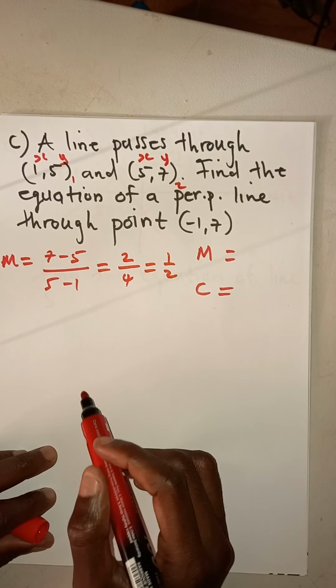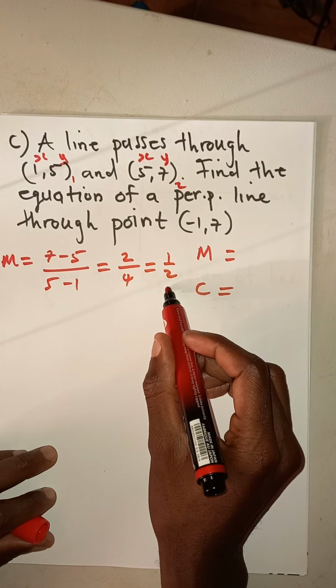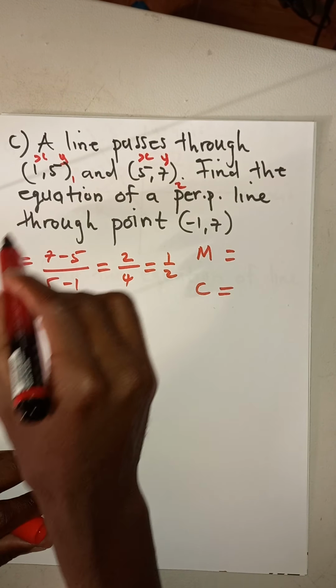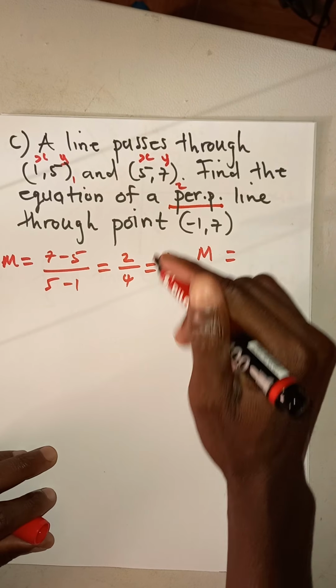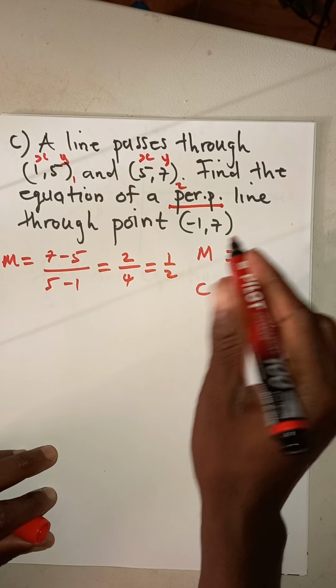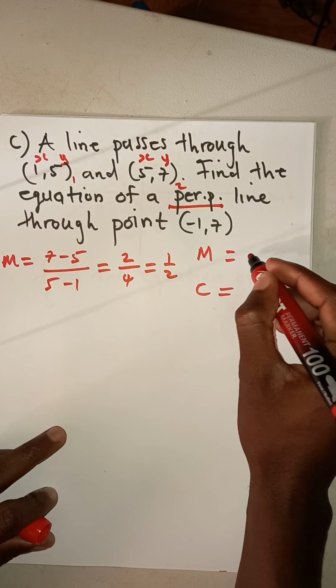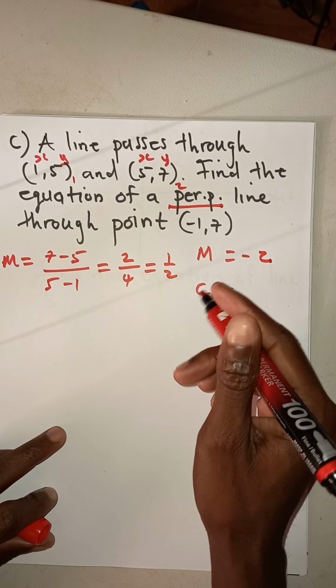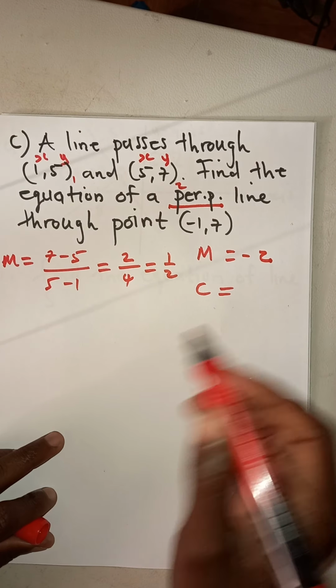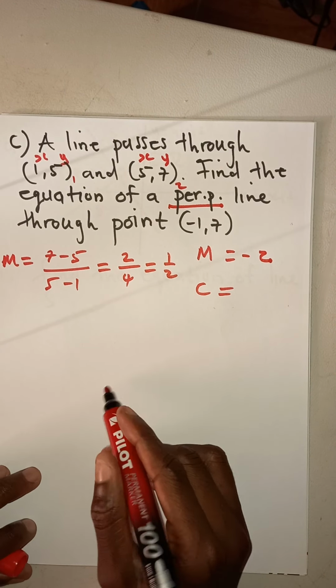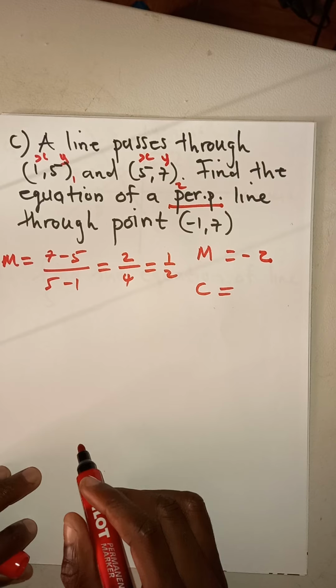Now remember, if the gradient of that line is half, then for the gradient of a line that will be perpendicular to that line, we flip this one and we change the sign, so this will be negative 2. Because if you flip it, it will be negative 2 over 1, and negative 2 divided by 1 is just negative 2. So what is left now is for us to find the y-intercept.